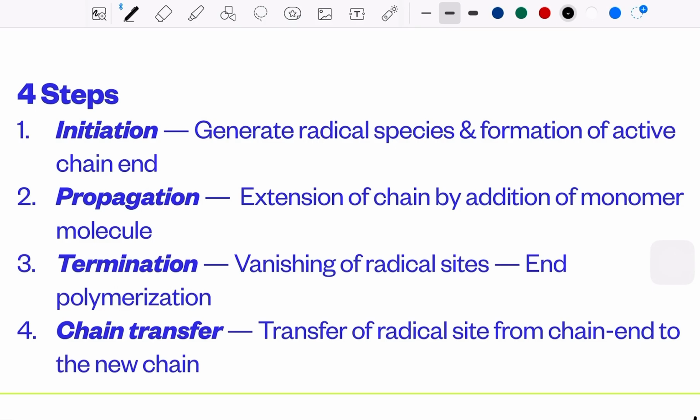And to end the polymerization, we need to terminate the active chain end. So we need to give some other molecules a way to terminate the active site. There is another term which we call chain transfer. Chain transfer is how to transfer this radical site to another molecule or another chain, a new chain. It's also possible.